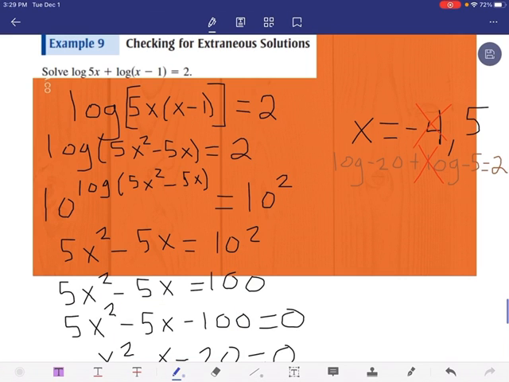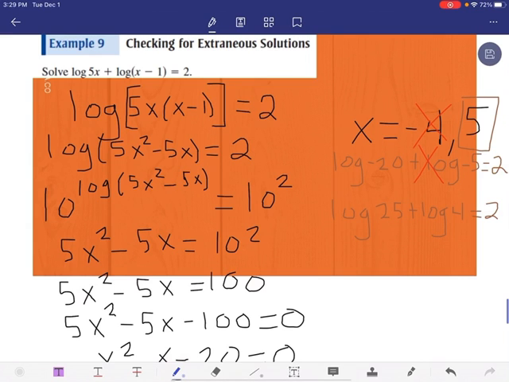Now, if we did the same thing with our 5, we would get log of 25 plus log of 4 equals 2. And that's fine. So that 5 is going to be our only answer. And that's what we meant by checking for extraneous solutions.